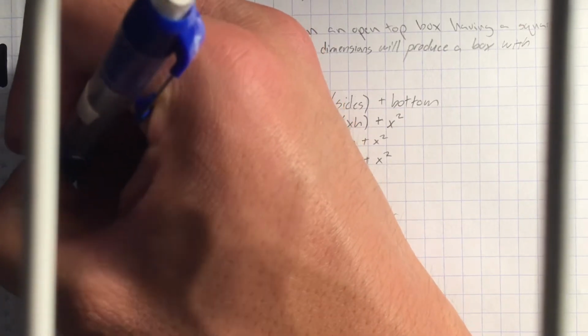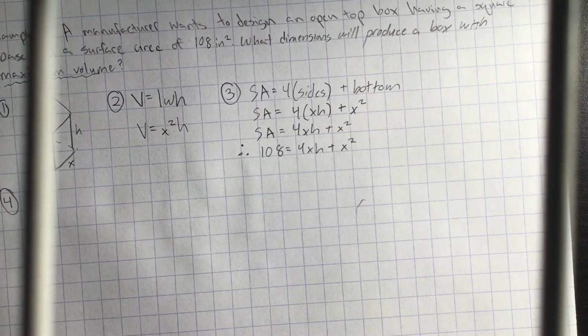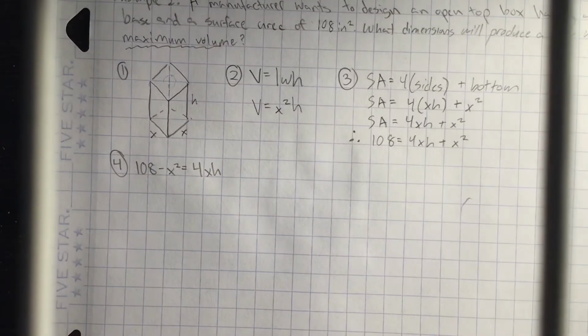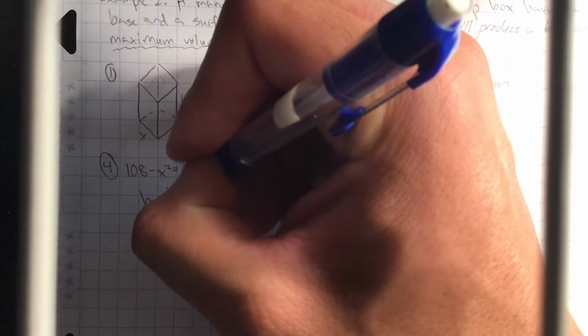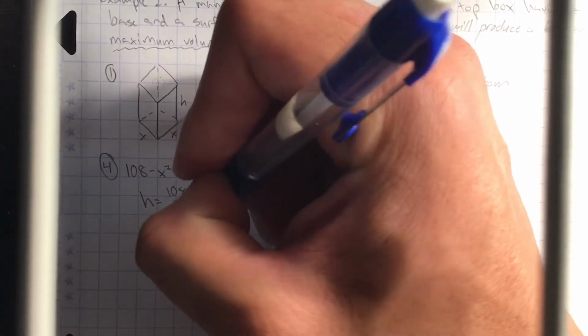So step 4, we can move the x squared to the left side of the equation by subtraction. So 108 minus x squared equals 4xh, and then we can actually isolate the h by dividing by 4x, and then we come to our answer for h. H equals 108 minus x squared over 4x. Pretty simple.